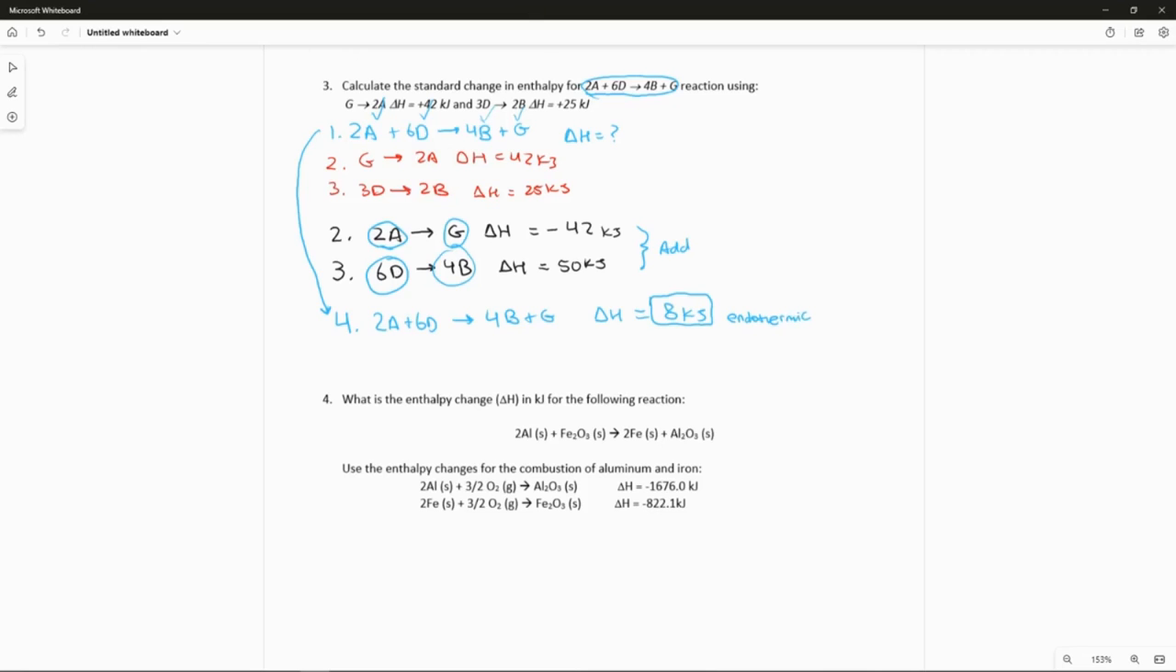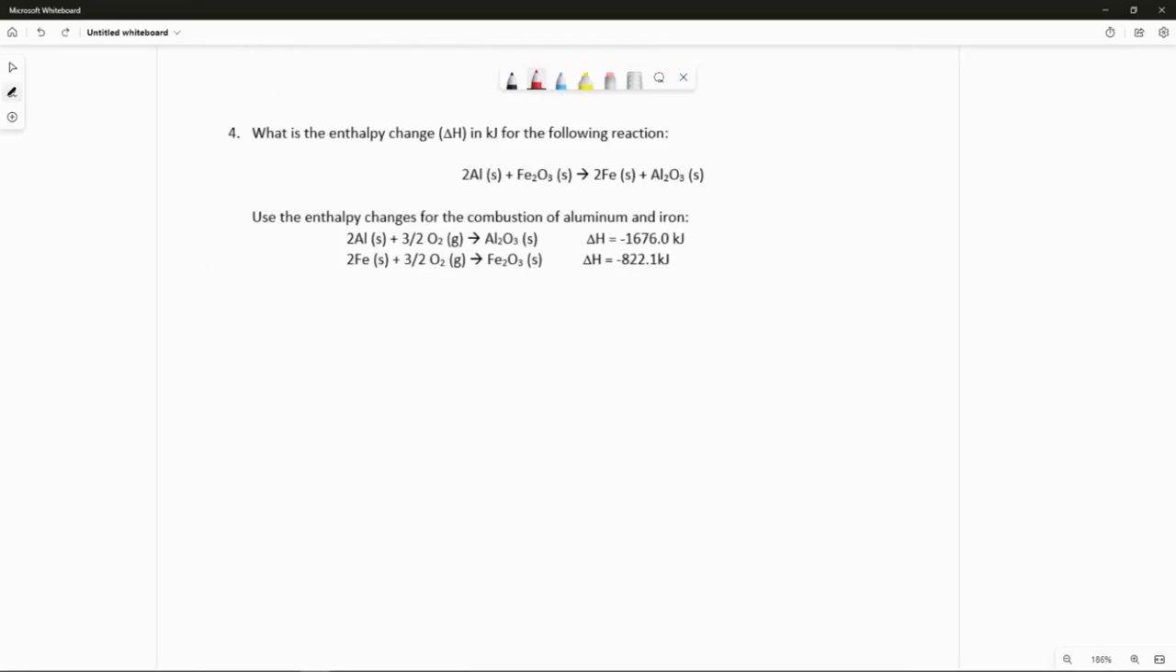Alright, let's try number 4. Number 4. What is the enthalpy change, delta H, in kilojoules for the following reaction? And it gives us a base equation to work with. Looking below, it says use the enthalpy changes for the combustion of aluminum and iron, and it gives us two of the equations that we need as bases.